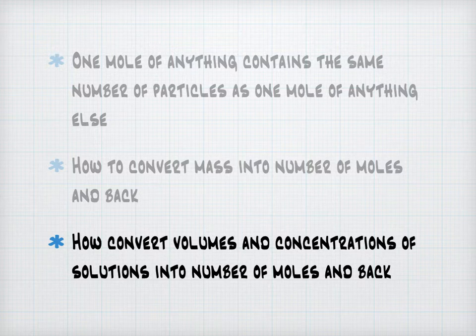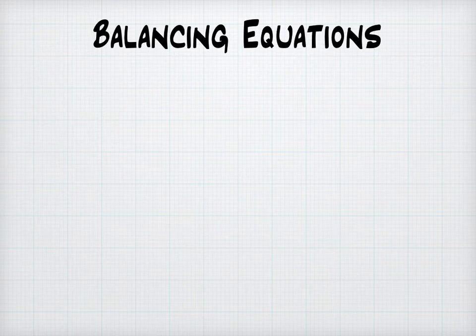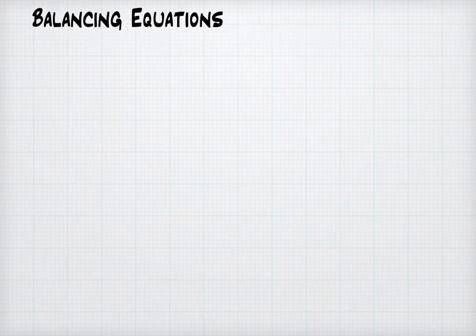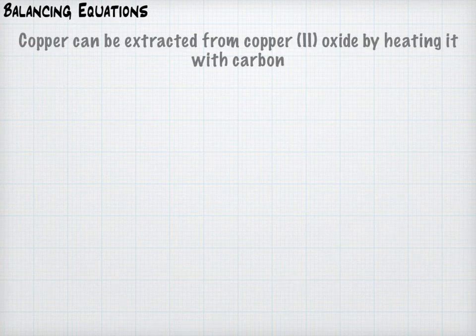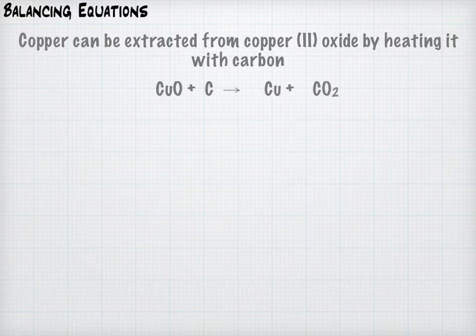Okay, so first off though, we need to talk about balanced equations. Okay, let's consider this reaction here. Copper can be extracted from copper 2 oxide by heating it with carbon. The other product is carbon dioxide. So let's write down an equation. There we are. CuO, because the valency of copper here is 2 and the valency of oxygen is 2, so they cancel down. Carbon is just C, it's an element, so you just write the symbol. Copper is an element, so you just write the symbol. And carbon dioxide there is CO2.